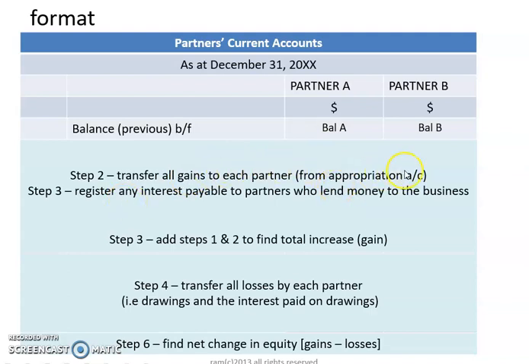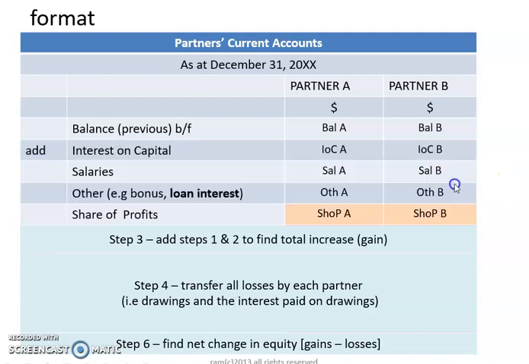Step number 2 says transfer all the gains that each partner made, and you can look into the appropriation account and find all those gains, right? And step number 3 says to record any interest that they would have gained from any loans that they may have made to the company. Now, generally that doesn't really show up, but if it does, you look for the percentage and you would add that interest onto the partners. So let's do that now.